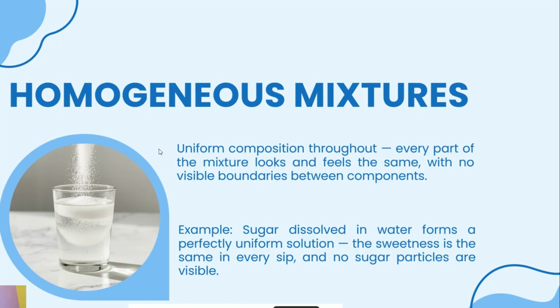What is a homogeneous mixture? It has uniform composition throughout. Every part of the mixture looks and feels the same, with no visible boundaries between components. Example: sugar dissolved in water forms a perfectly uniform solution. The sweetness is the same in every sip and no sugar particles are visible.